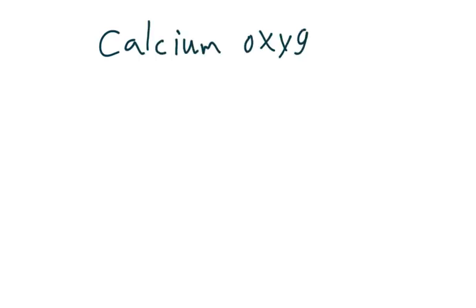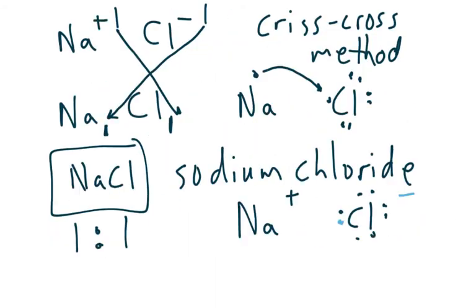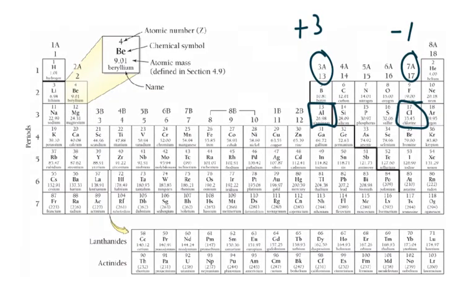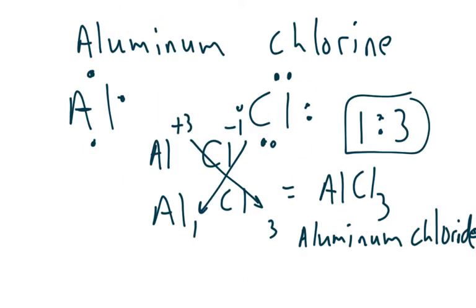So let's say you had calcium and oxygen. So the symbol for calcium is Ca, oxygen's O. So let's take a look at the periodic table. Let me go back here for a minute. So calcium is over here. If you recall, these guys have 2 valence. They like to lose 2, so they're going to become +2. Oxygen has 6 valence. You'll see they like to gain 2. So let's take a look at what happens.